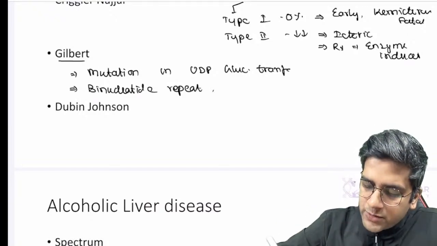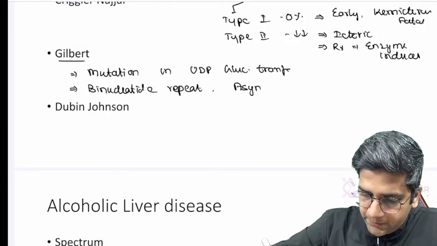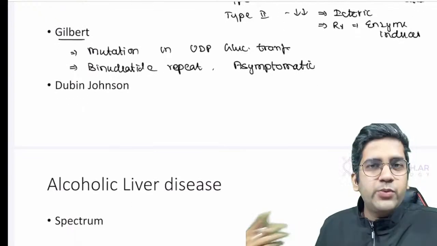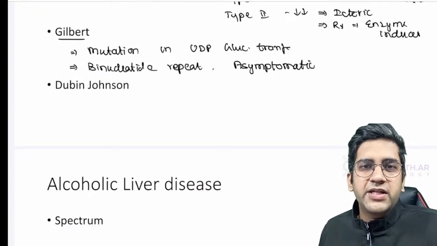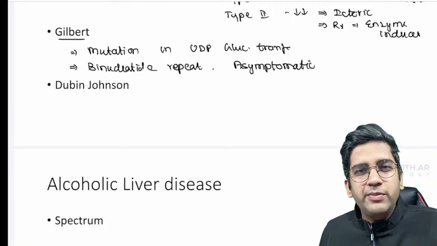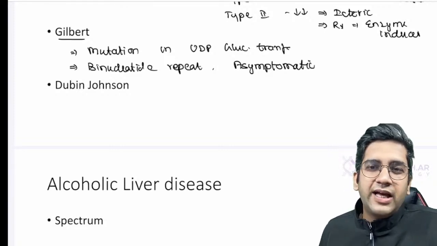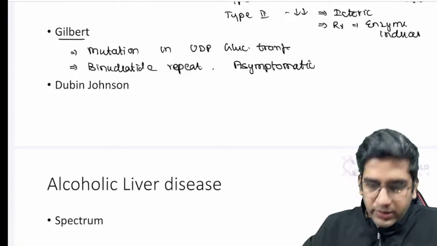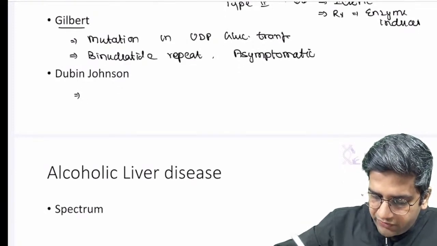Here, it's mostly an asymptomatic case. Only if you evaluate the patients for hyperbilirubinemia will the patient come into existence. Most of them will be in latent jaundice. Nothing much to worry about, and obviously you cannot treat it. Just make the person informed that they're having a problem. That's all. Okay. Dubin-Johnson is an excretion defect, right?